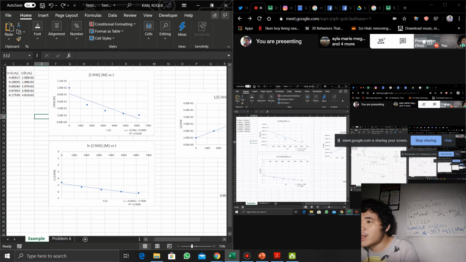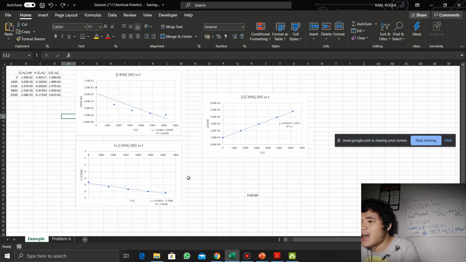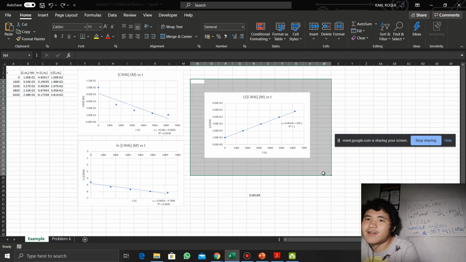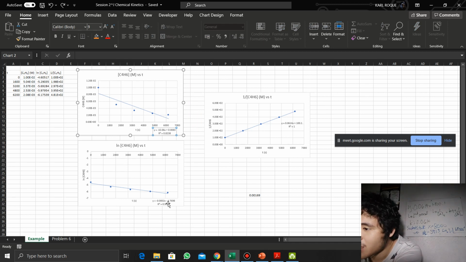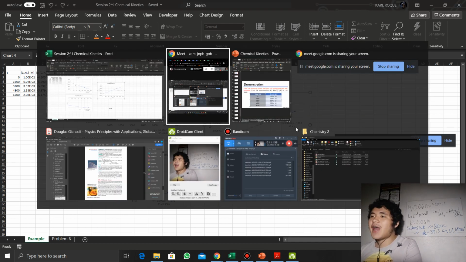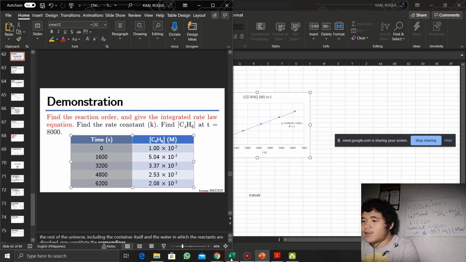So, ito, let's look at the 3 plots dito sa Excel natin. Obviously, yung pinaka-fitting the line is this, itong 1 over concentration versus time. So, yan, compare your R squared. The biggest one is this one, obviously. So, ito yung overall reaction order. Di ba 1 over something versus time? Ayun, kapag nag-plot tayo ng ganun, that's for second order equation, integrated rate law. So, therefore, our reaction is second order overall.